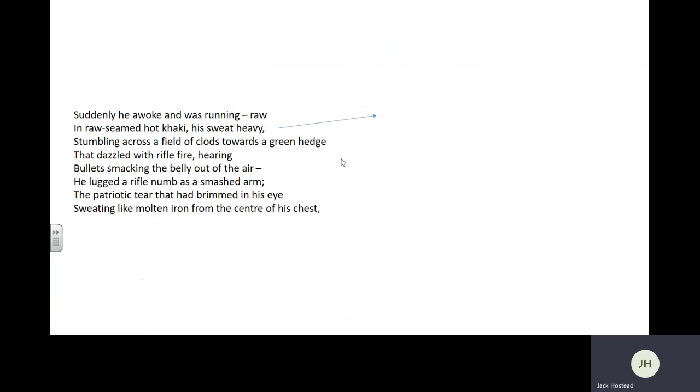So we get into the poem. So it starts off, "Suddenly he awoke and was running." So we're focusing on this one soldier, and straight away we are in the action. Now, the technique we call it is in medias res, which is basically just the Latin term for in the middle of things. All right, it's starting in the middle. We usually see this technique done in novels when it gets straight into the action, but we can use this term to describe how this poem starts as well.